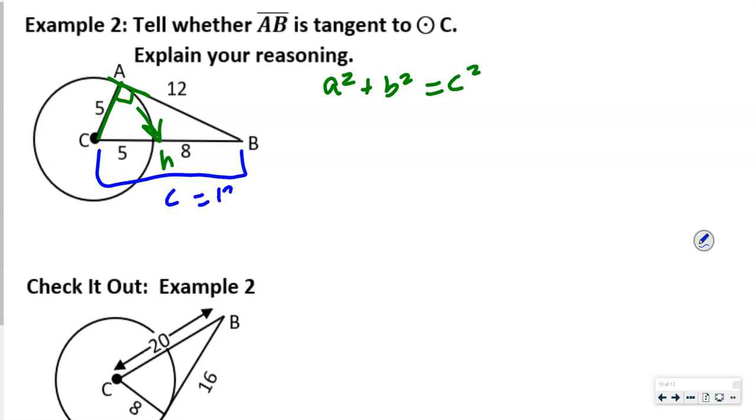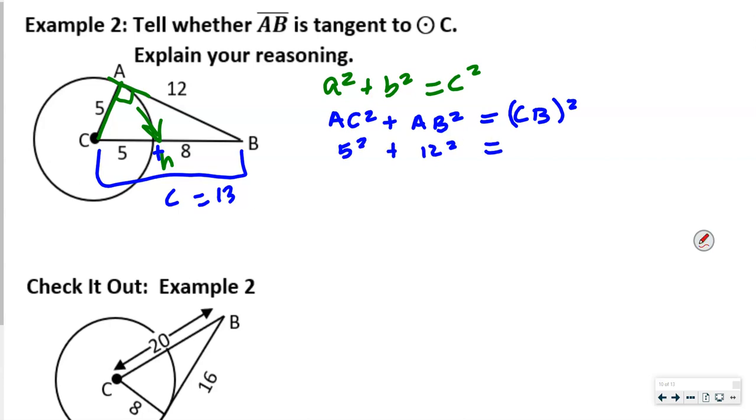It is, and that's going to be 13, right? Because we're going to add the 5 plus the 8, okay? So we're going to do AC squared plus AB squared, and that should be equal to CB squared, okay? All right, so we're going to do 5 squared plus 12 squared. And what we want to know is, is it equal to our 13 squared.